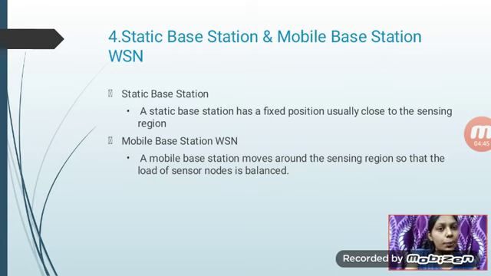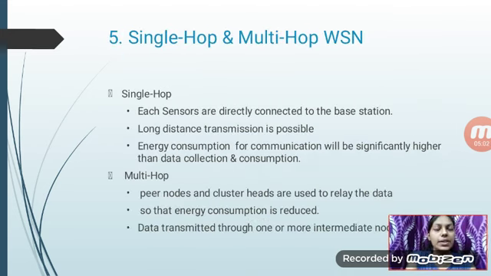The next is static base and mobile base. Here the position of the base station is fixed, and usually it is very close to the sensing region. In a mobile base station, the base station moves around the sensing region, so that the load on the sensor nodes is balanced.